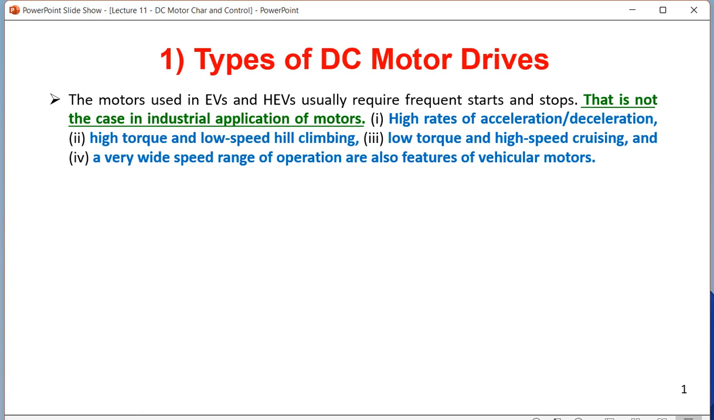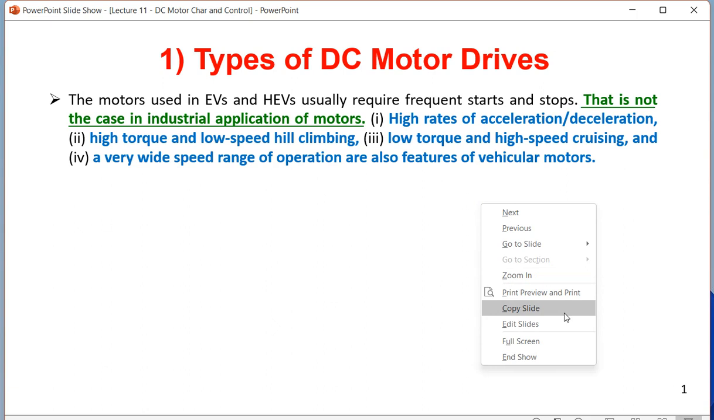I was just explaining in the previous point that whenever you are going up the hill, at that time torque has to be increased and speed will decrease. So at this time torque is more and speed is less. The opposite happens when the gear is high. In the high gear, torque is low and speed is high. That we find in the third point, that is low torque and high speed cruising. Whenever we are cruising, that is on the highway or so, our torque will be low and speed will be high. And there is another very important thing, the very wide speed range of operation, which is also a feature of this vehicular motor.